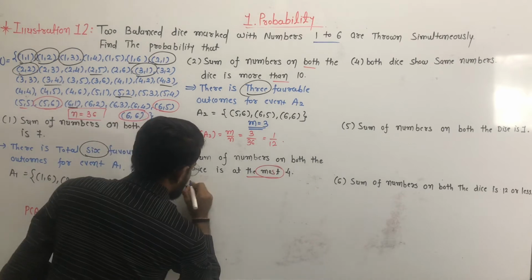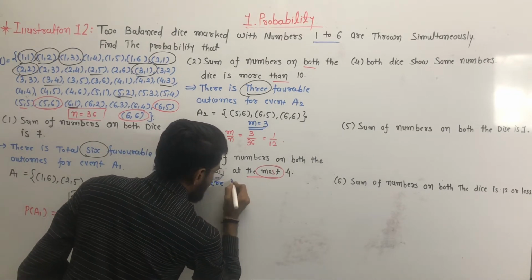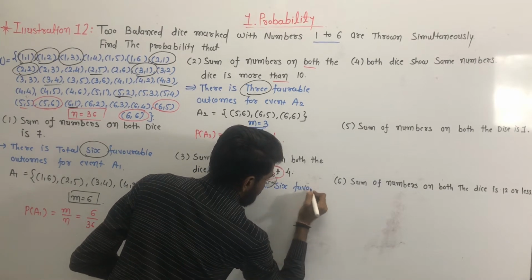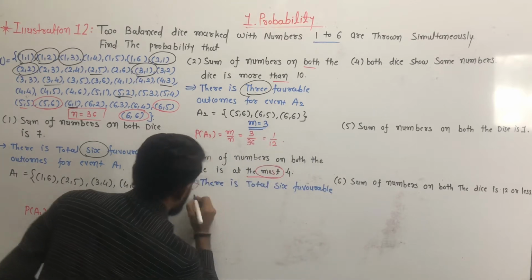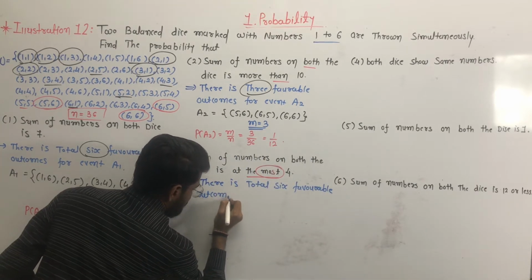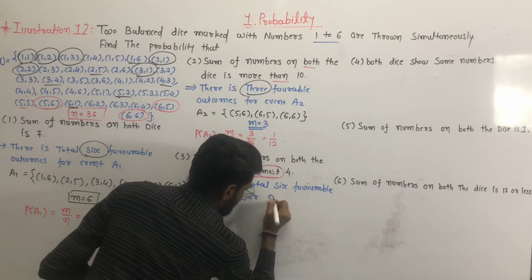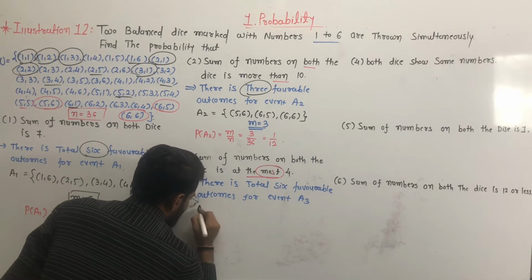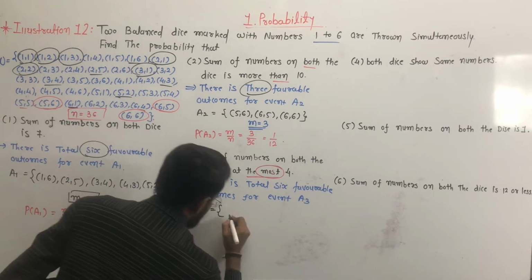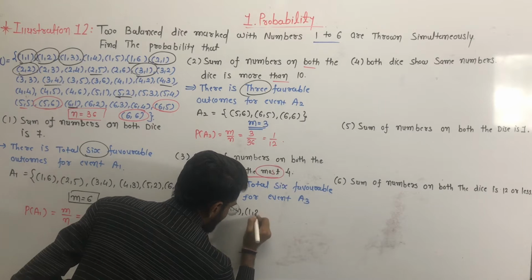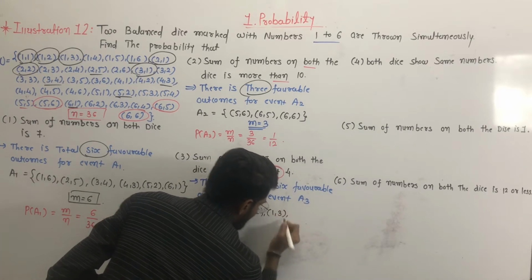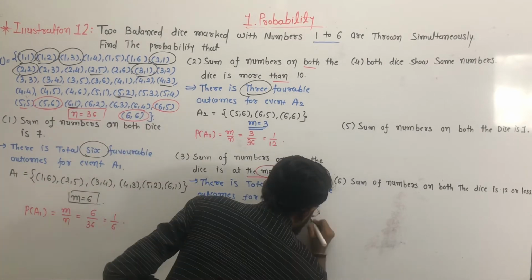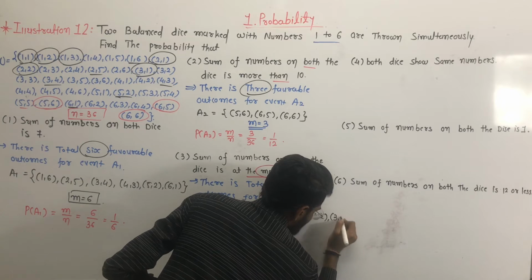Yes, so there is a total of 6 favorable outcomes for event A3. And which are they? The outcomes will be 1 1, 1 2, then 1 3, then reverse it, 2 1, then 2 2 also. Yes, and the 3 1.